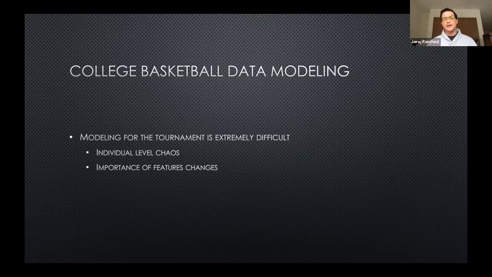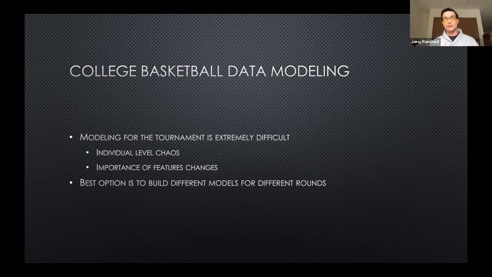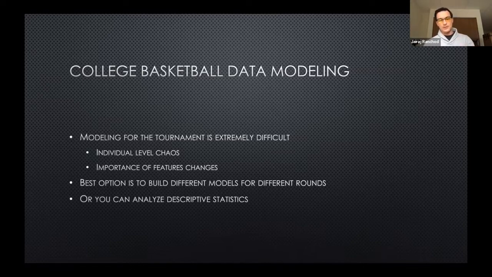The other thing is the importance of features change, right? What matters in the first round is very different than what matters in the third round. So when you have features changing like that, it's very, very difficult. And one of the things I recommend for anyone who wants to try this is to build a different model for the first round, build a different model for the second round, build a different model for the third round. You're much more likely to be successful doing it that way. Or you can analyze descriptive statistics, which is what I'm going to do here.